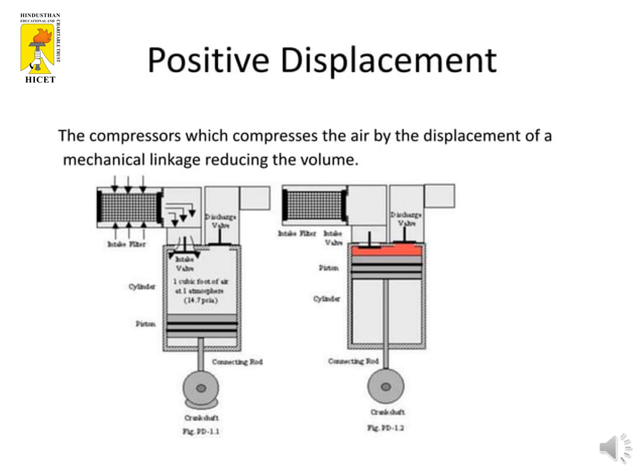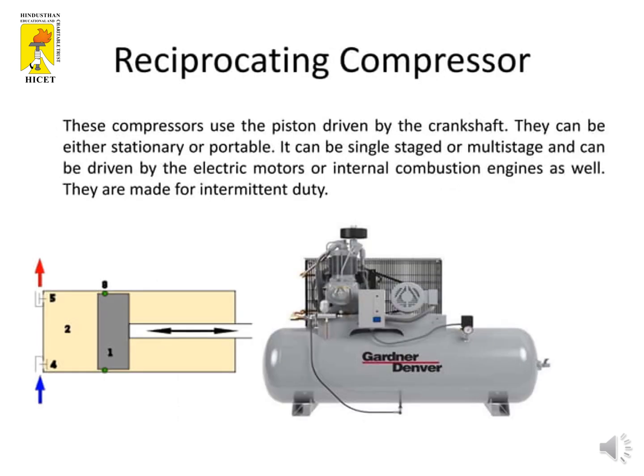First one, positive displacement. Positive displacement compressors compress the air or fluid by the displacement of a mechanical linkage and by reducing the volume. There is a piston driven shaft, a crankshaft at the bottom. When the fluid flows through the inlet, the piston compresses the fluid and discharges it through the outlet valve.